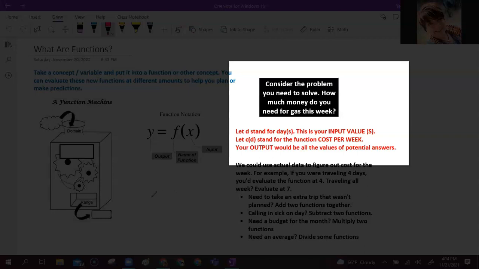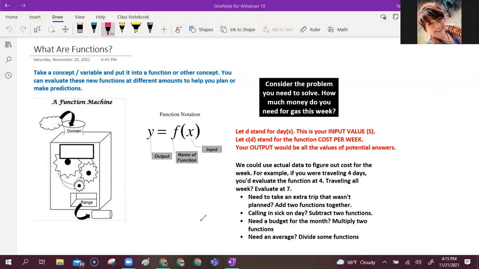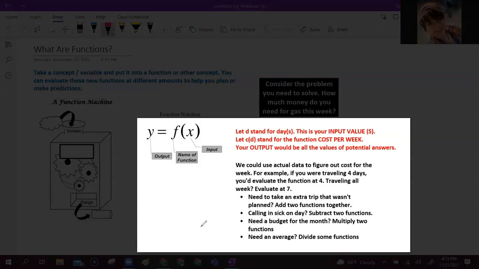And then we're going to let C at D. So we're going to throw it into a C function. What is a C function? The C function stands for the cost per week. That's how much it's going to cost you per week for your gas. And then your output is just going to be all the potential answers. Okay, you can use actual data to figure out these costs for the week. For example, if you were traveling 4 days, you have the function, the cost per day, but maybe you want to find out, you can do a lot of things with it. You can find a whole bunch of different things.